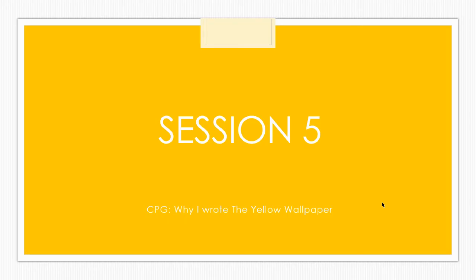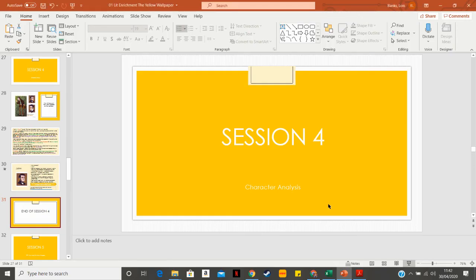Now, what we'll do in the next session is look at Charlotte Perkins Gilman's motivation for writing The Yellow Wallpaper, because she does actually write a piece in a newspaper called Why I Wrote The Yellow Wallpaper. So she does actually explain it completely, so we'll have a little look at that. Then the sixth session is looking at the unreliable first-person narrator, which is very, very short. We'll end that one there.